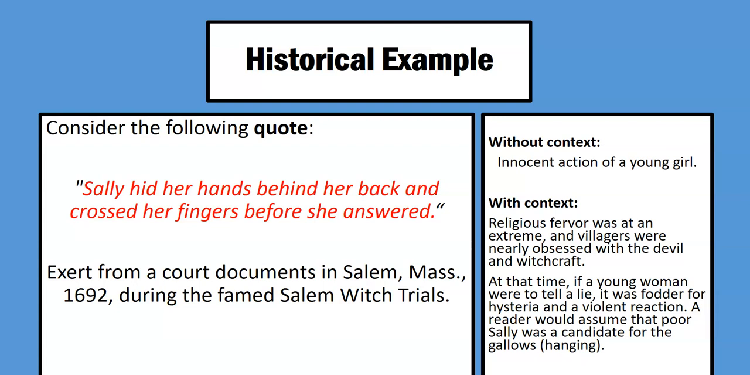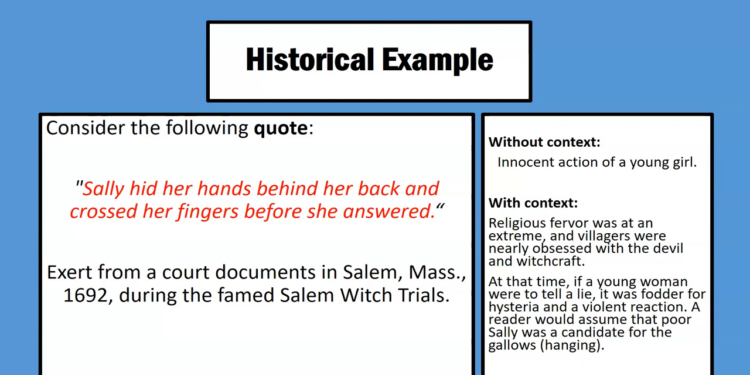However, upon learning the historical context that this has come from an excerpt from a court document in Salem, Massachusetts, during 1692, during the famed Salem witch trials, we are able to understand that this reflects the religious fervor that was extreme at that time, or the hysteria, where villagers were nearly obsessed with the devil and witchcraft and believed that, unfortunately, as noted throughout history, women were attacked and in this instance were believed to have been witches if they were to tell a lie.